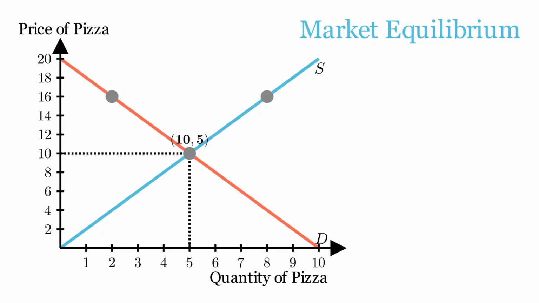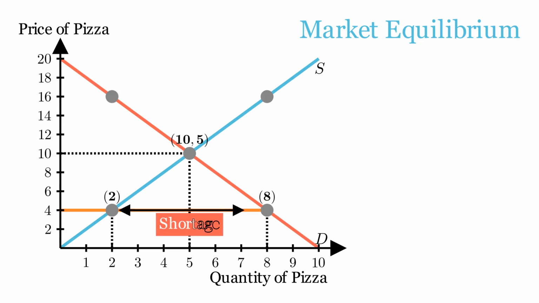Now consider the opposite situation. Suppose the price is 4. At this price, consumers are willing to buy 8 units, but producers supply only 2 units. This creates a shortage because quantity demanded exceeds quantity supplied.